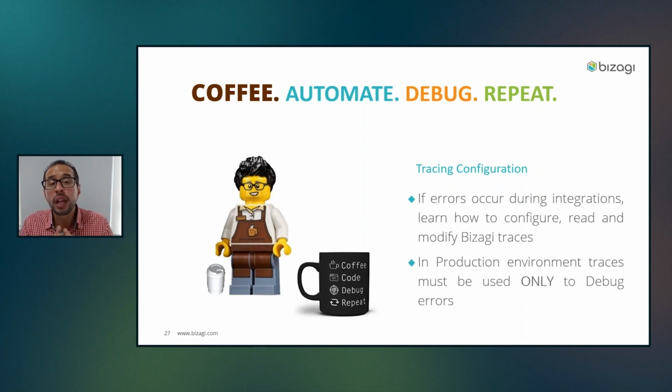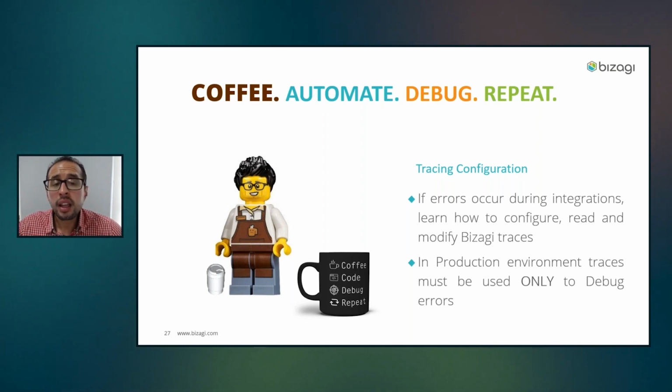Something really important to keep in mind, please be really aware of this one. In production environments, traces must be used only and exclusively when you are having errors and you want to debug those errors to understand what's happening. You should never leave traces enabled in production environments for normal execution.